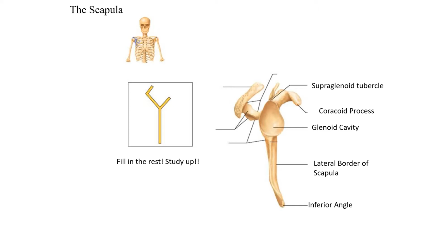But this is a lateral view of the scapula, and you can see the glenoid cavity there very well. The coracoid process, supraglenoid tubercle, lateral border of the scapula, and then the inferior angle. Okay. You go ahead and fill out those other markers. Those are pretty important. I want you to fill those out. Study up, go on through and fill those out.